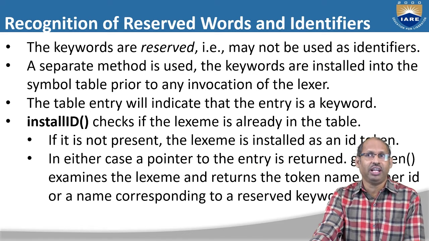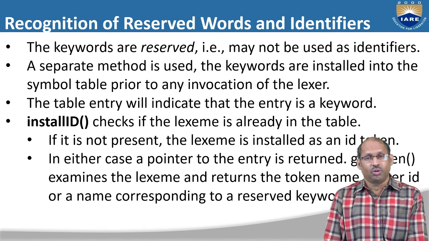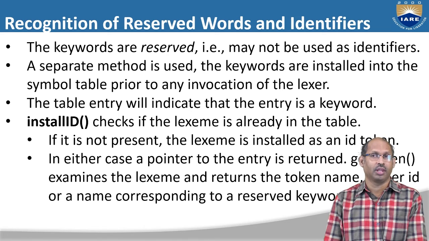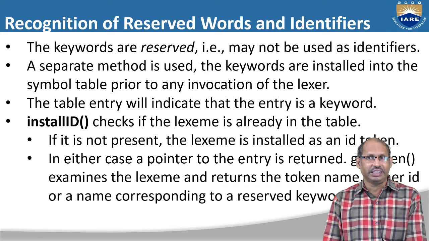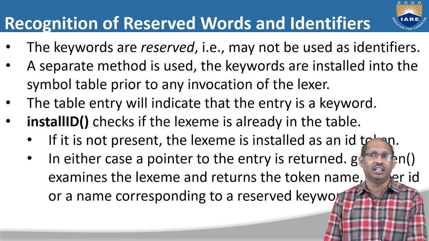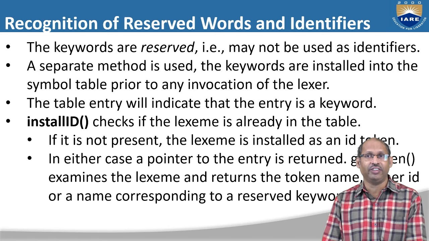Here, another way is that all the keywords are stored in the symbol table. Whenever a new token is recognized, the install ID function will check whether the lexeme is already in the symbol table or not. If it is already in the symbol table, it may verify against the keywords already existing and the identifier names. Then, if it does not match any keyword or existing identifiers, it will be added to the symbol table.